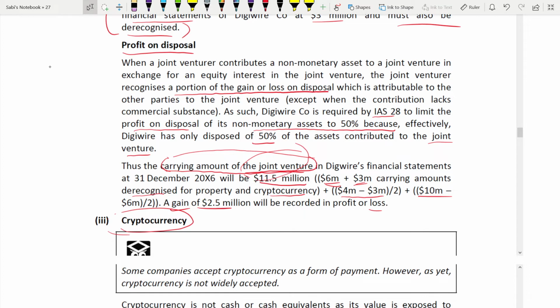Okay, you need to compare this with 11.5. Hence, the gain is 2.5. Okay, let's take this value also. So 4 minus 3, 1 divided by 2, it is 0.5. 10 minus 6, 4 divided by 2, is 2. So 2 plus 0.5, the gain is 2.5. This will be recorded in profit or loss.